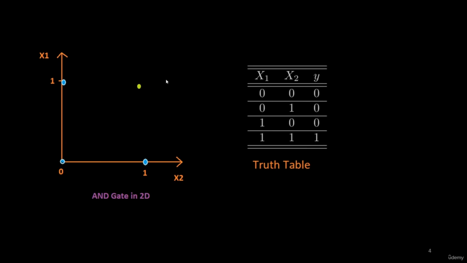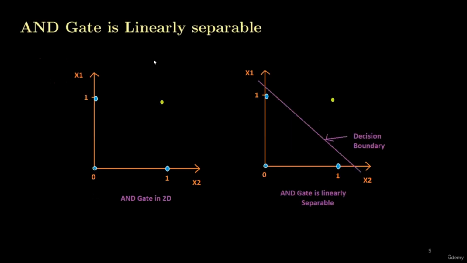Now the question is, can we separate both these classes with the help of a straight line, or is there any possibility that we can draw a decision boundary in the form of a straight line that can separate both these two classes, that is 0 and 1? So the answer is yes, there is a possibility of a straight line that becomes a decision boundary that can separate class 0 from class 1. It means AND gate is a linearly separable gate. That is, the classes in the truth table of AND gate can be separated with the help of a straight line, which becomes the decision boundary for the AND gate.